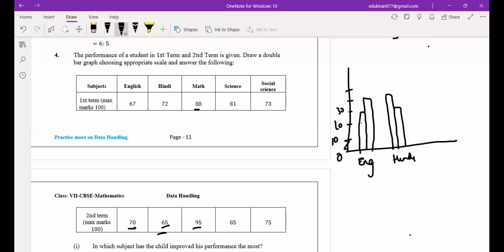Like this, you have to make it, and you will not shade this one, but you will shade the second one, so that just by looking at the data, you can tell. And over here, you will note that the blank one is term 1 and the shaded one is your term 2. Clear?